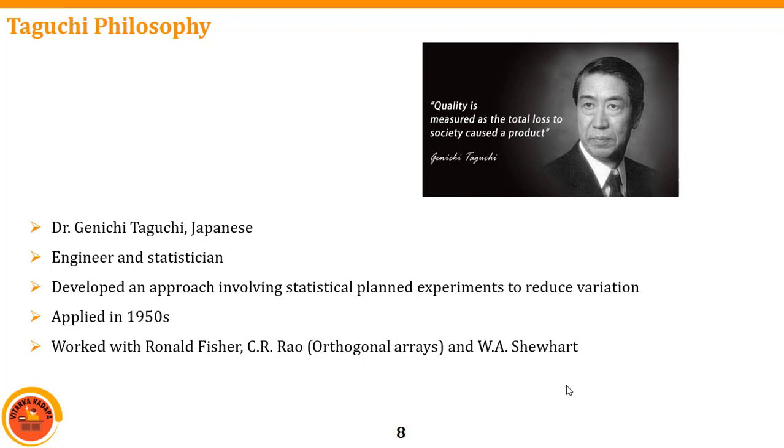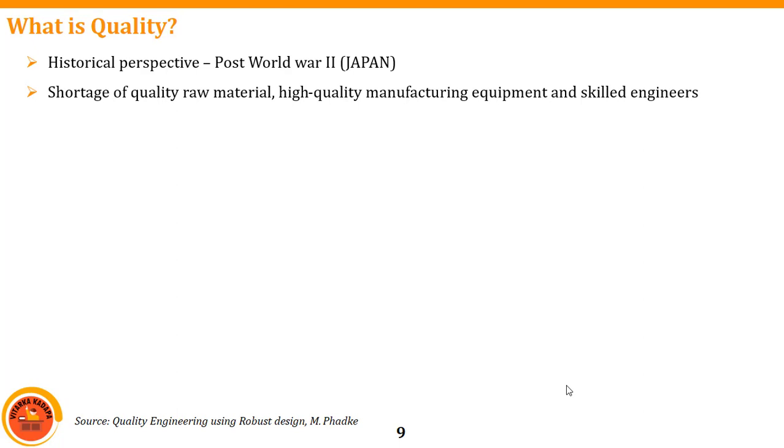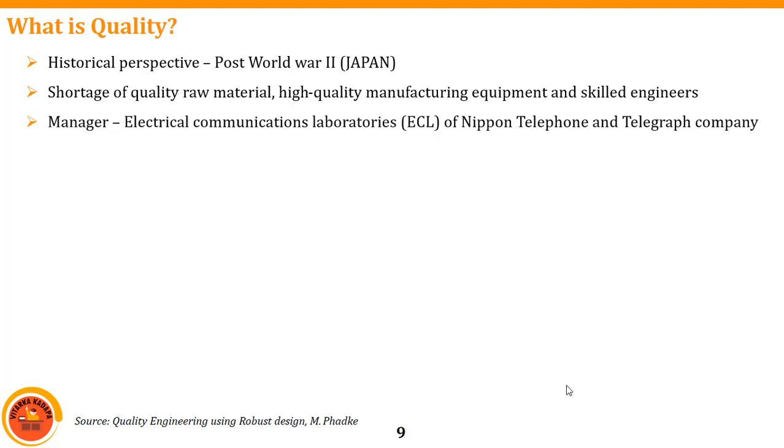So what is quality? When Taguchi comes, quality automatically comes. From a historical perspective, after World War II Japan was in severe crisis, with a shortage of raw material and no good raw material available. The supply of high quality manufacturing equipment was also not available, skilled engineers were also not available, and Japan was in a full crisis.